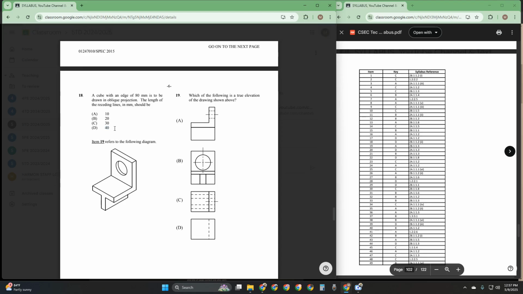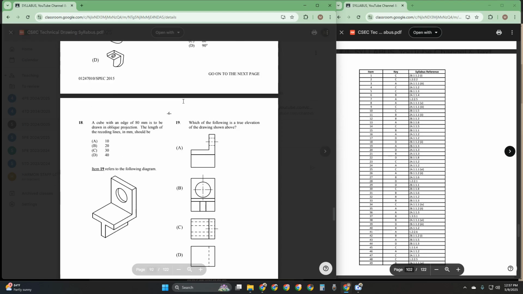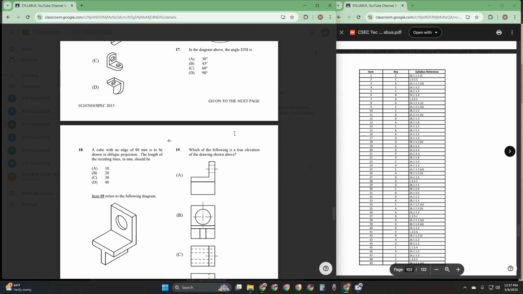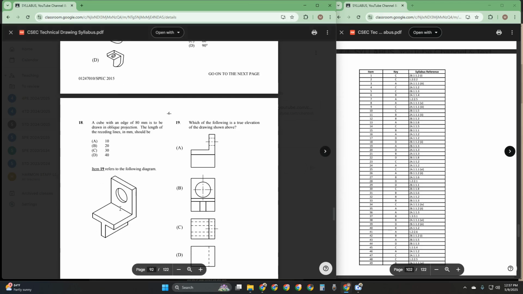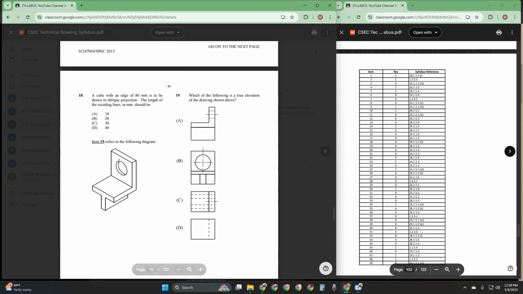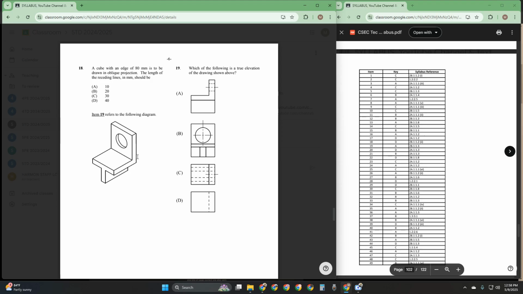This would be cabinet oblique. You draw the receding lines half length. Which of the following is a true elevation of the drawing shown above? Okay, so this is a drawing here. This is the drawing. They want to know which of these is a true elevation of this drawing.